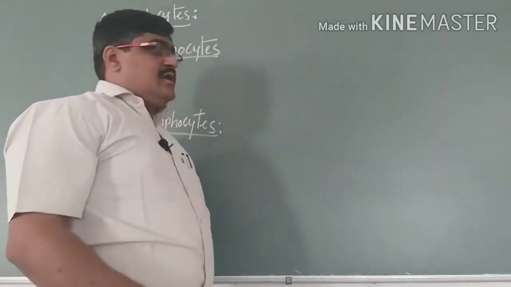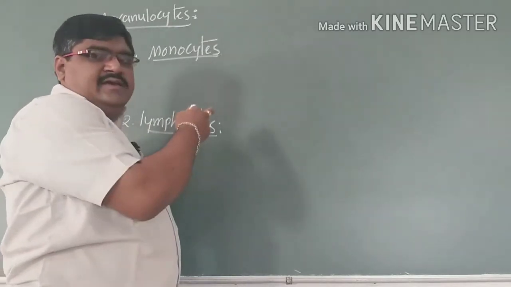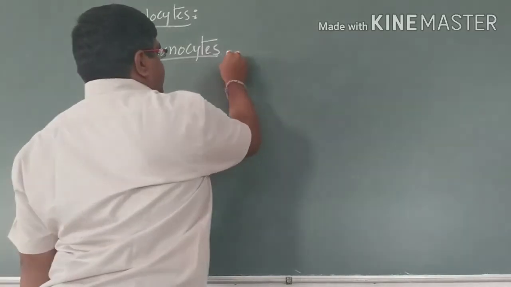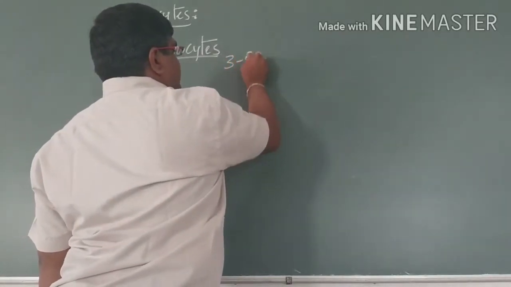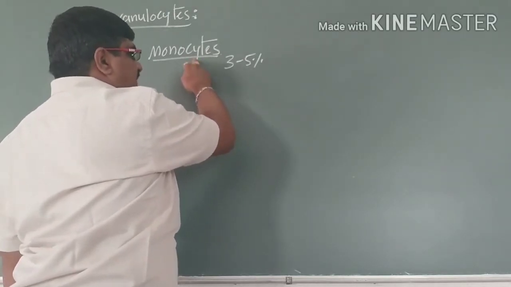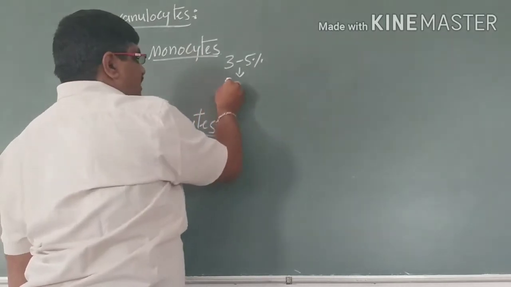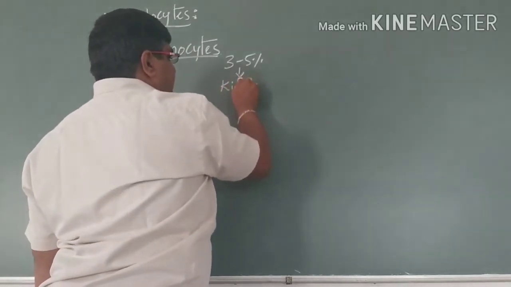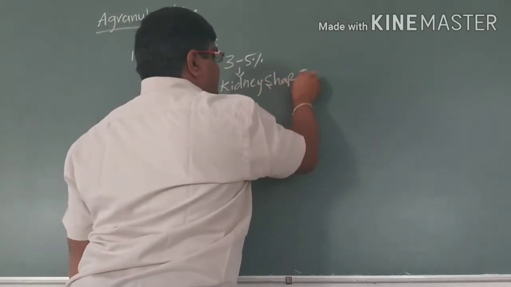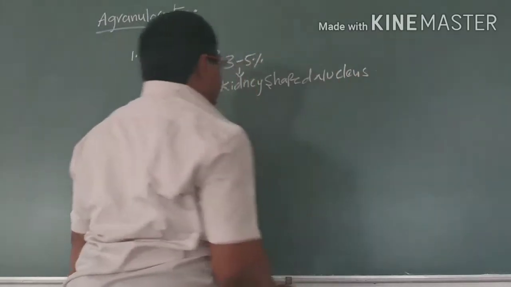So here coming to the monocytes, I already said 20 to 30%, but it is not 20 to 30%. Monocytes occupy 3 to 5% of the WBC, and they have a kidney-shaped nucleus.